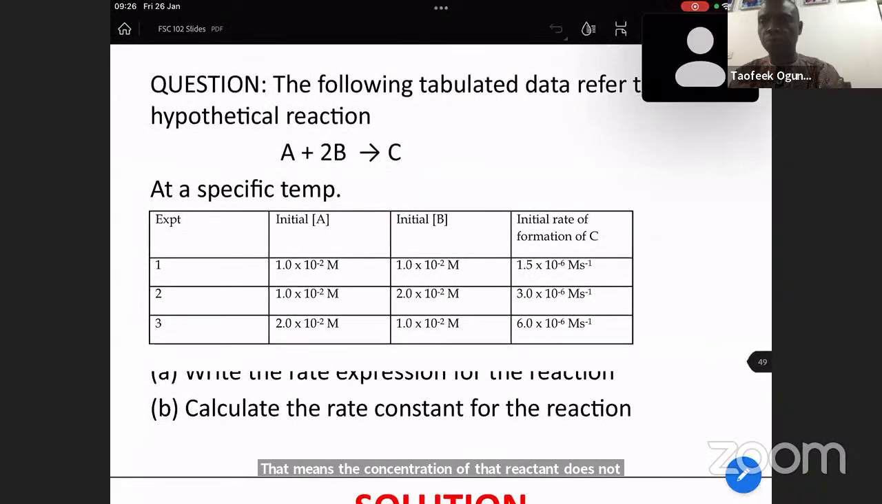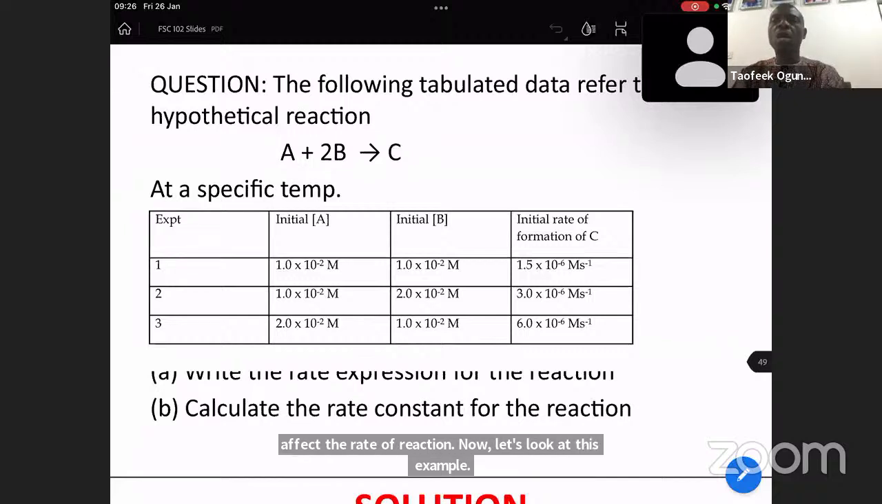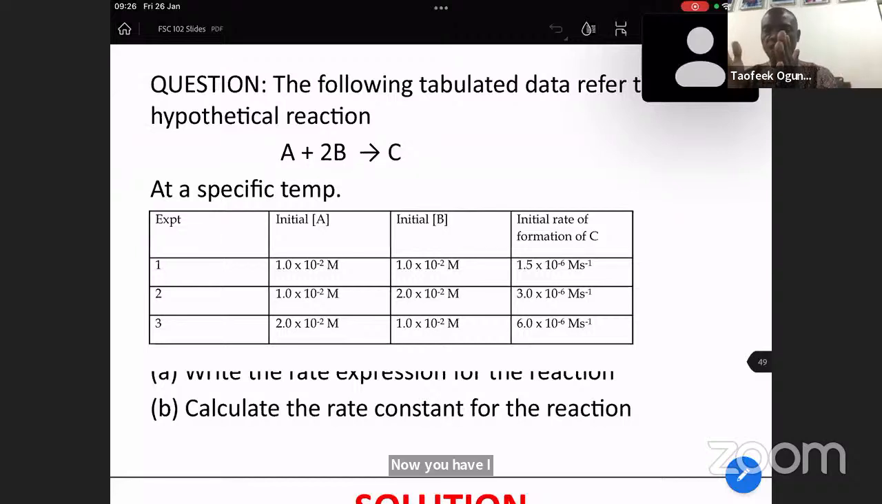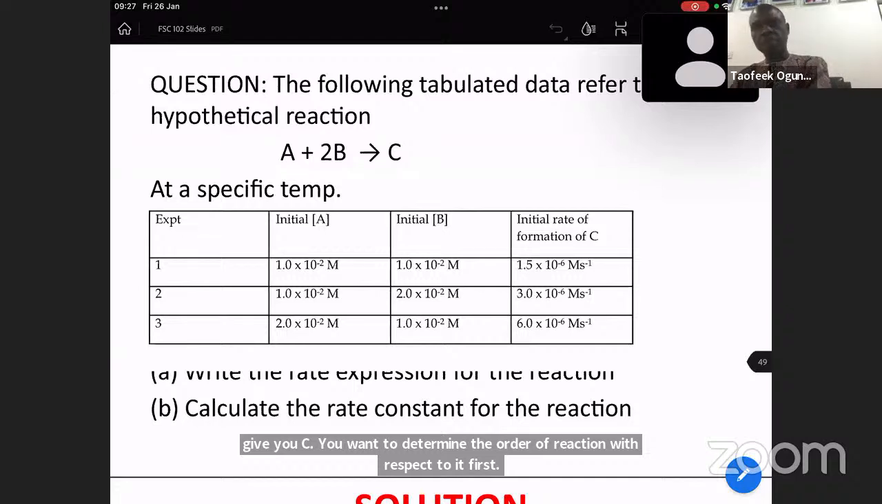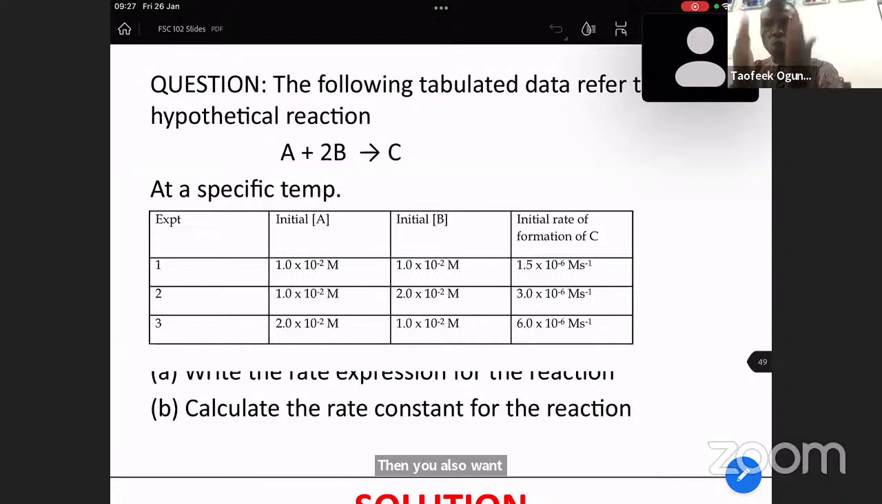Now, let's look at this example here. Remember what I said, that if you have 2 reactants, you want to determine the order of reaction. In this case, you're talking about A plus 2B to give you C. You want to determine the order of reaction with respect to A first. Then you also want to determine the order of reaction with respect to B. According to this table, the first thing that they dealt with was to determine the order with respect to B.